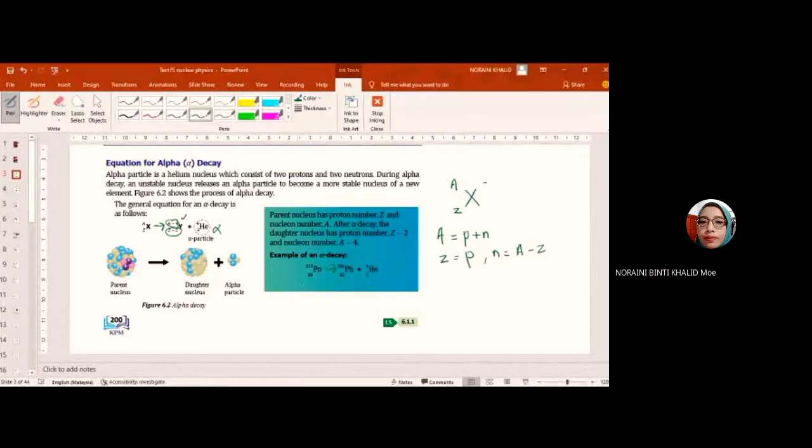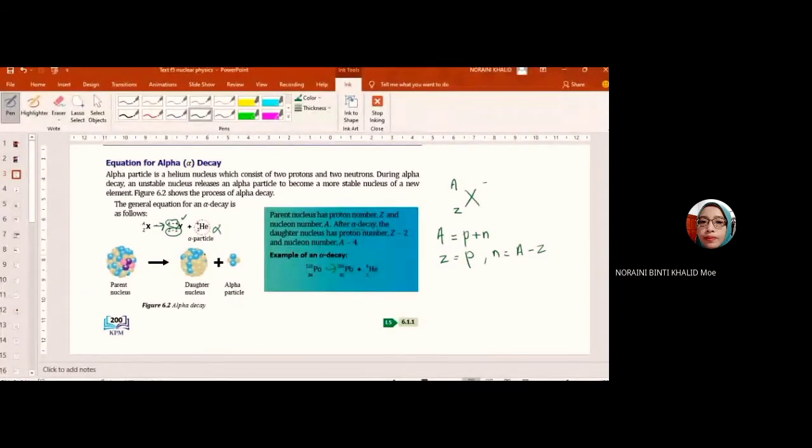As an example here, we have polonium 210 84 decaying to become lead 206 82 and releasing one alpha. If you balance the nucleon number left and right, we get 210 here, and the other side is also 210. Same thing, the proton number 84, here the total must also be 84. So the parent nucleus decays to become the daughter nucleus by releasing one alpha particle. The number of alpha particles depends on how much the nucleon number and proton number change.